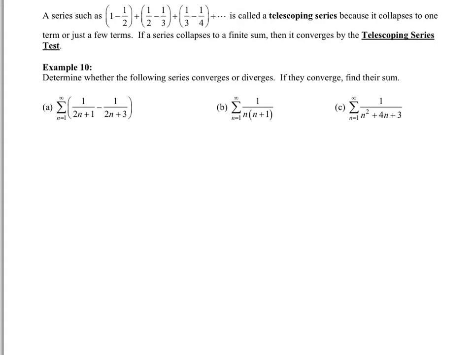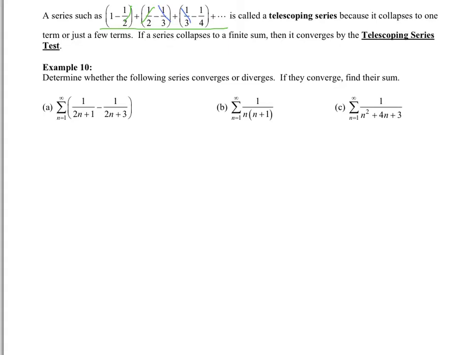So if you look at this initial one up here, we have a series, it's 1 minus 1/2 plus 1/2 minus 1/3 plus 1/3 minus 1/4, and then it goes on in that same pattern. Notice that we begin with the value 1, and then we have minus 1/2, and then we have a plus 1/2. And so we have these values that end up canceling each other out because they have opposite signs.